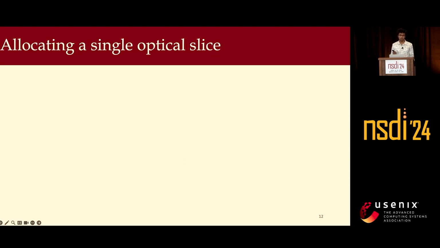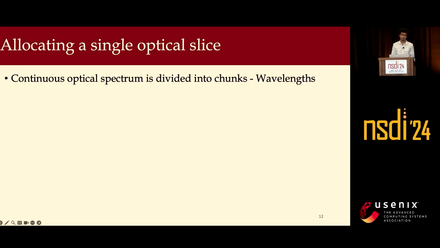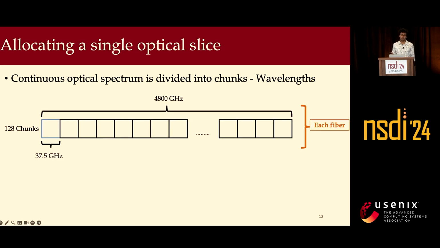So let's look at a very simple example where we have two circuit switches and a fiber connecting between them, and then we just want to allocate one slice here. So light is a continuous spectrum, which is why it's divided into chunks typically. And the part of the spectrum which is used for communication today is around 4,800 gigahertz wide, and then it's divided into 128 chunks with 37.5 gigahertz per chunk. And each of these chunks are usually called wavelengths, and a single fiber can accommodate this entire spectrum.